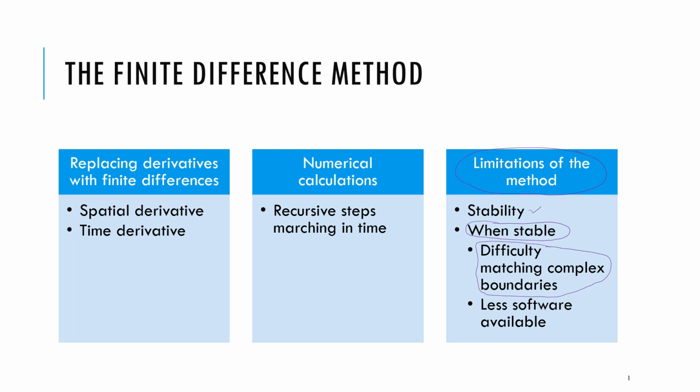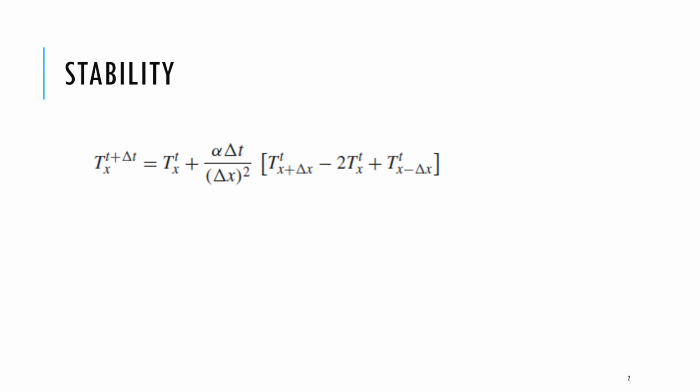These problems have been resolved, but still, in general, people often think that finite difference method will have trouble when you have a complex domain shape. But a practical limitation is there's really much fewer software available using finite difference method for really complex physics. So now we talk about stability.